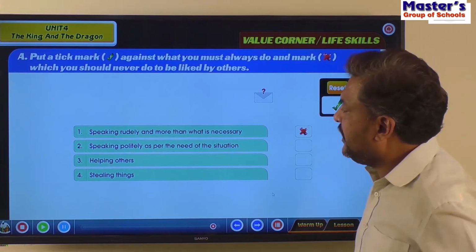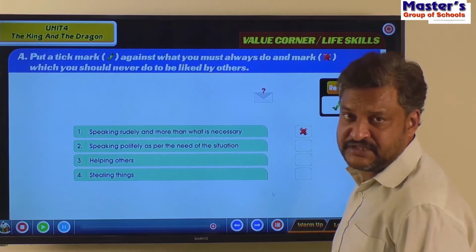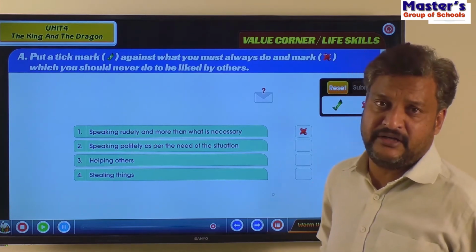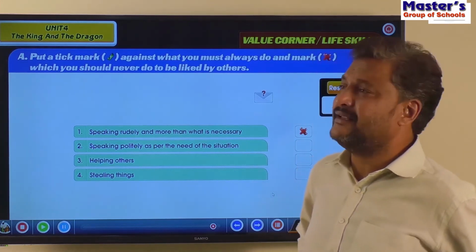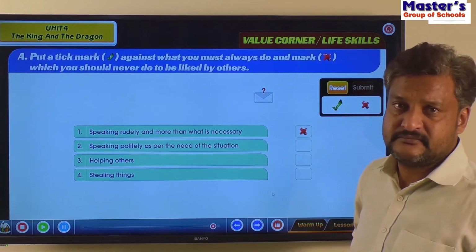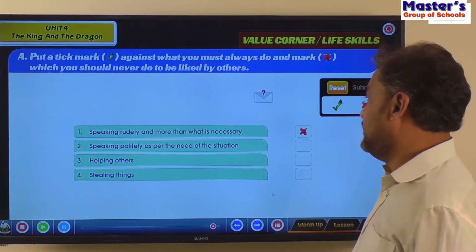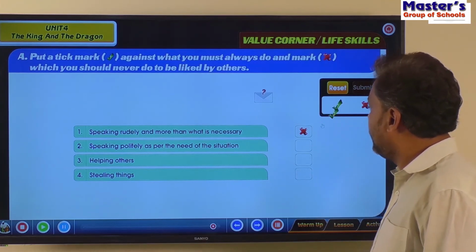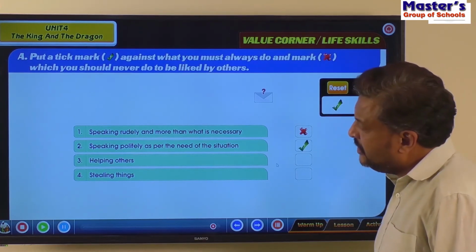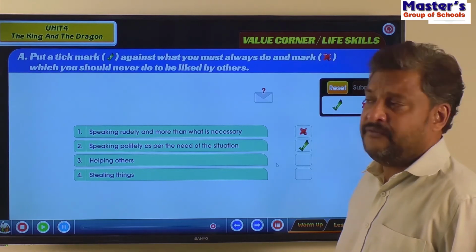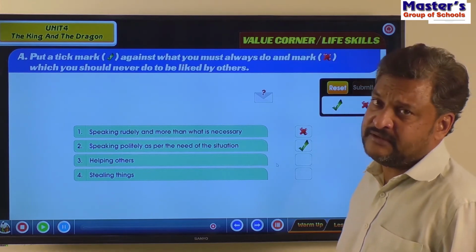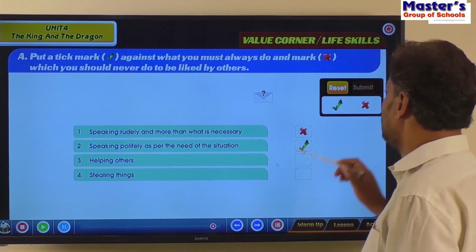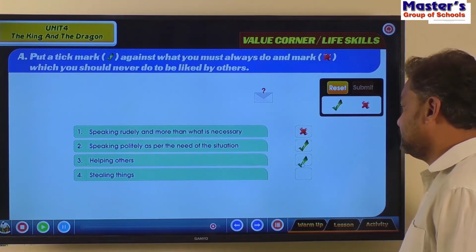Second, speaking politely as per the need of the situation. Understand the situation and speak accordingly. Whatever is required, nothing more than that. That is what we should do, isn't it? Yes, then we will draw a tick mark here. Helping others. If you help others, will others love you? Will others like you? Yes, obviously they will love you, isn't it? Yes, so a tick mark here.